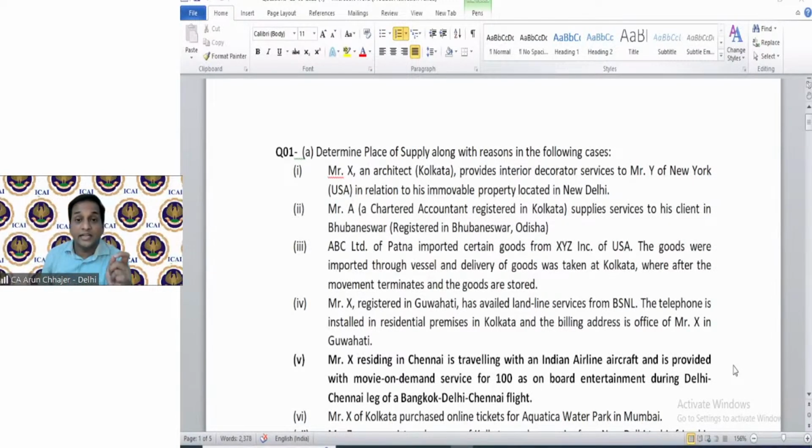It will be covered by section 11 of the IGST Act, which simply says that in case of import of goods, the place of supply would be the location of the importer. It is immaterial at which port it is imported or where it is stored. In the given case, because ABC Limited belongs to Patna, Patna would be the place of supply. Is it? Absolutely correct.